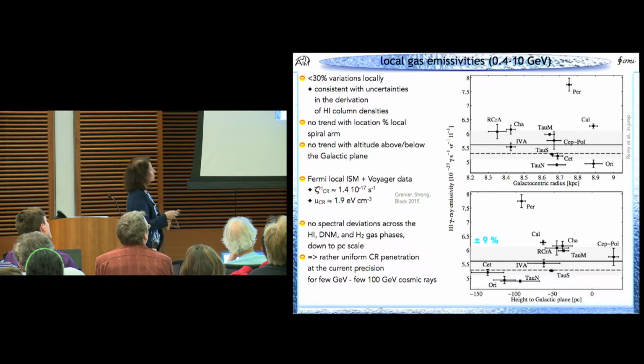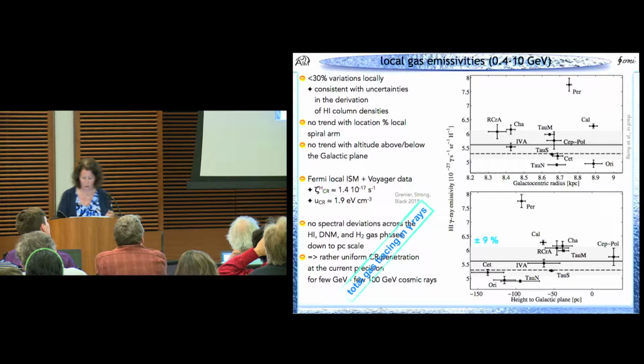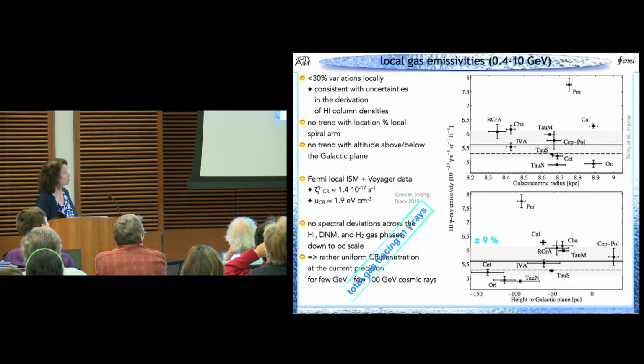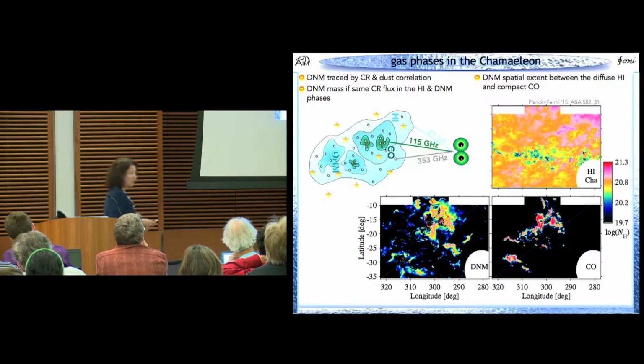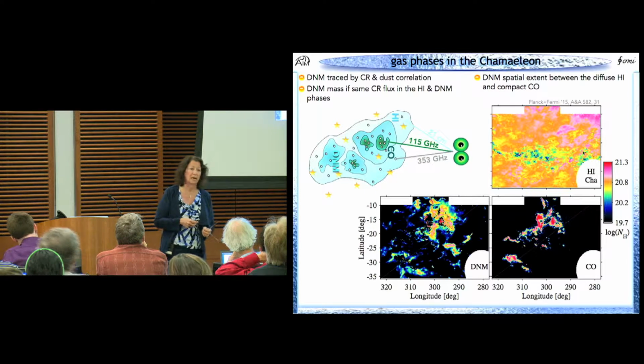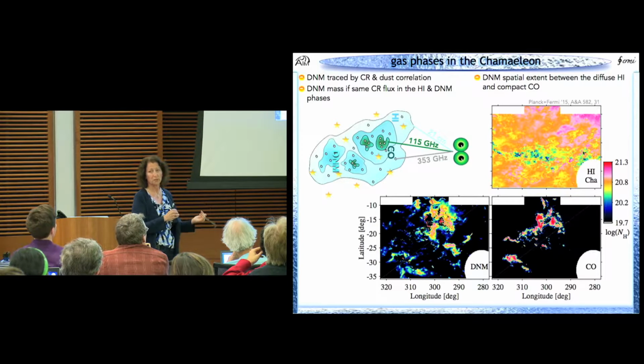So in the local interstellar medium, we believe that there's a rather uniform, within plus or minus 10%, flux of cosmic rays, which we can now use backward in order to trace the gas. So that's what I'm going to do. I jointly trace the DNM gas by having this spatial correlation between the dust and the gamma rays, in addition to the H1 and CO expectation.